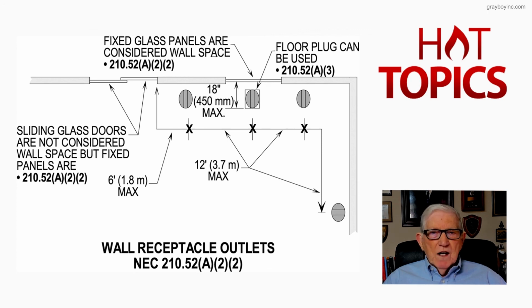210.52(A)(1) through (A)(3). Now, sliding doors, as you see in the illustration, are not considered wall space. You know, we'd have sliding doors, walk out on the patio or out back or whatever it may be, however you're exiting the house. But that's what this figure 10-10B is illustrating to the user of the NEC.